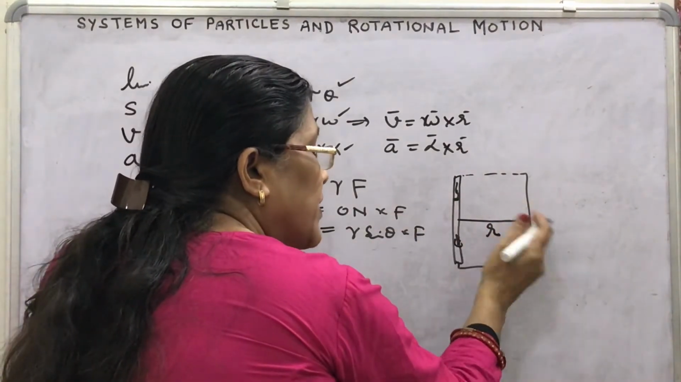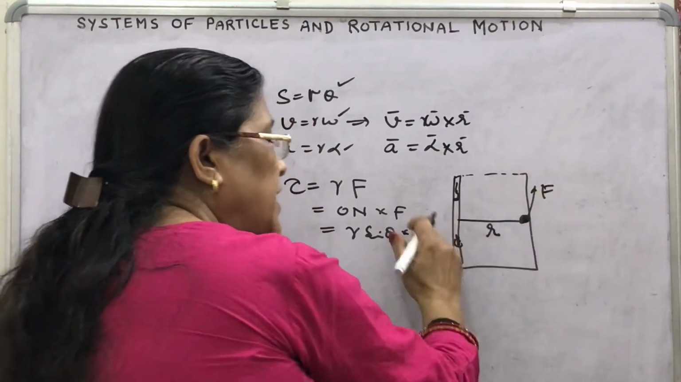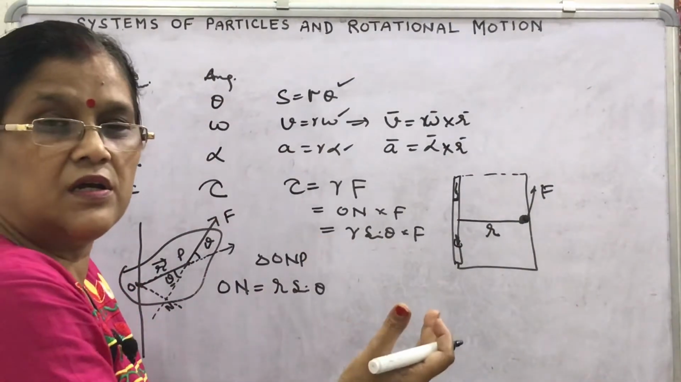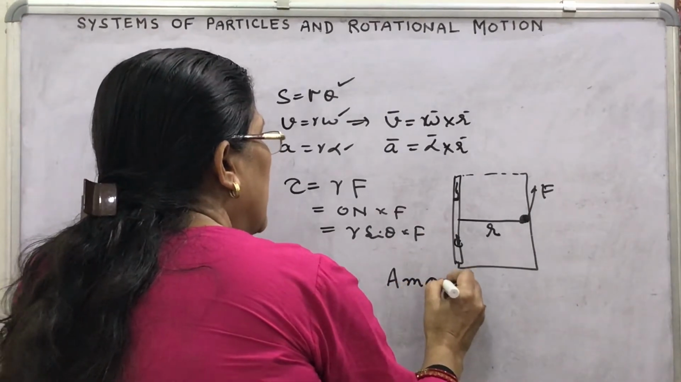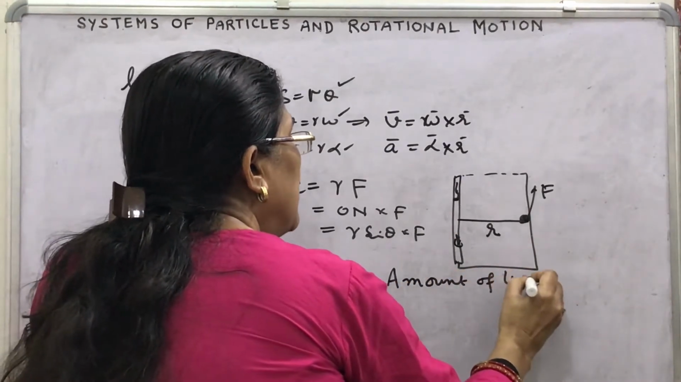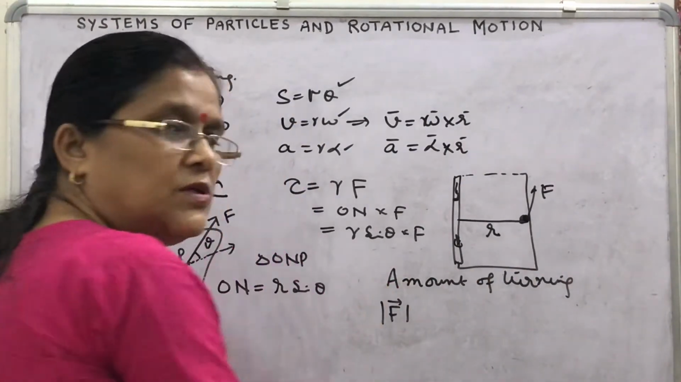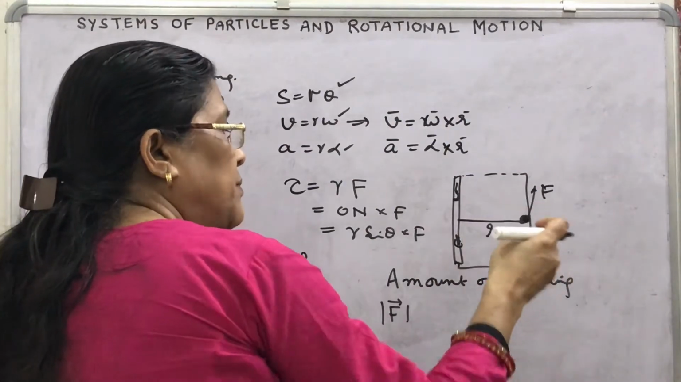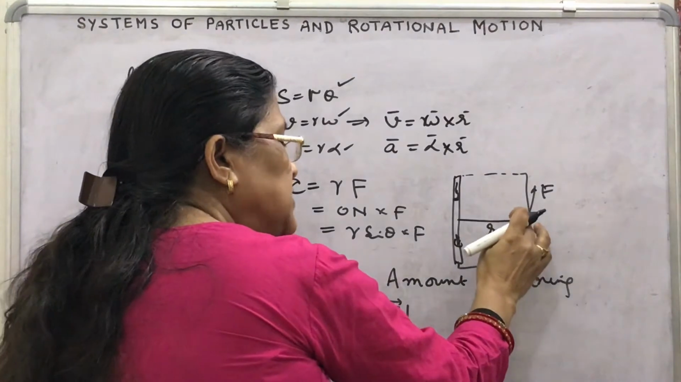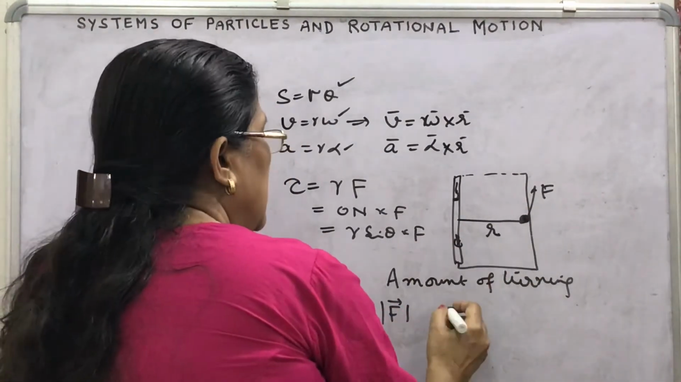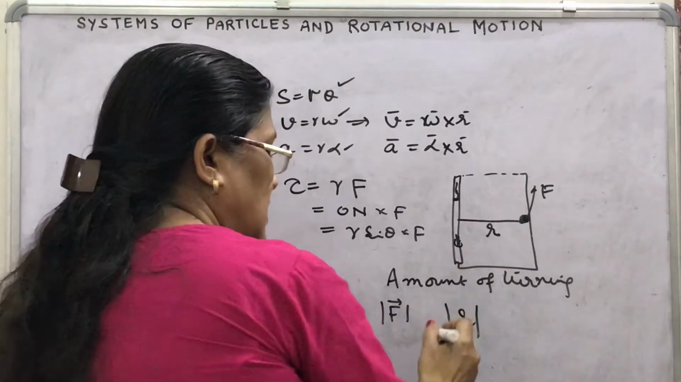This turning effect of force, whenever you apply the force, this turning effect of force is called torque. Now the amount of turning depends, number one, on the magnitude of force. How much force? The larger the force applied, the more the turning. Second, the distance of the force applied, that is the position of the force applied from the axis of rotation, that is R.